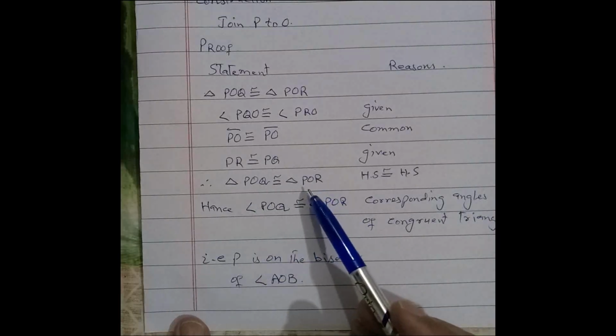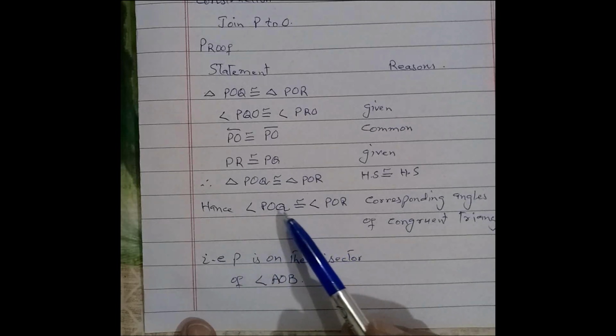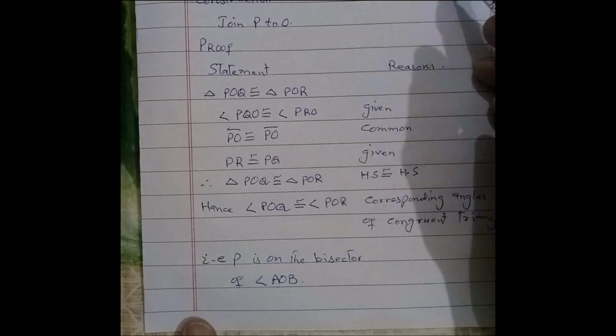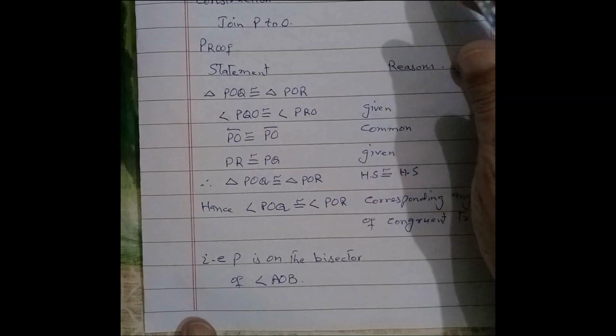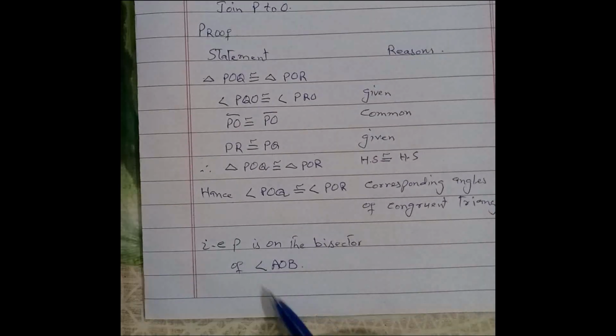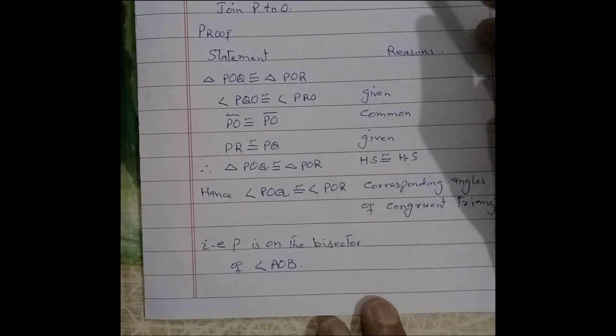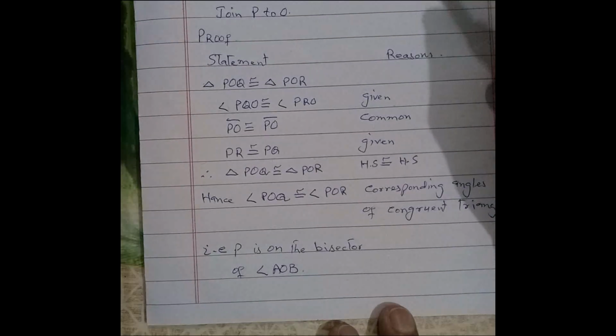So the two triangles are equal, and hence angle POQ is equal to angle POR, means the corresponding angles of congruent triangles. And so P is on the bisector of angle AOB, and P is on the line OM which bisects the angle AOB.